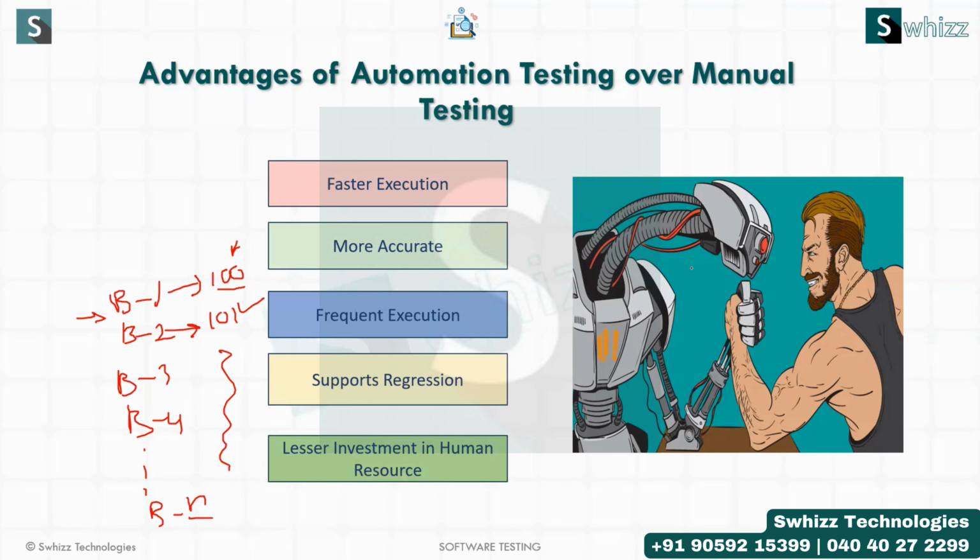And it needs less investment in human resources. I said, a single automation tester can execute the work of 5 to 6 manual testers. Here the human resource requirement is also very low.